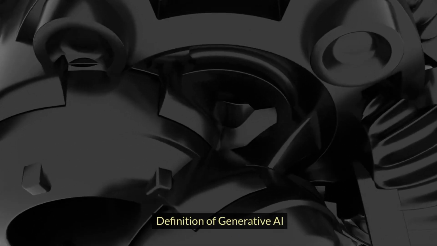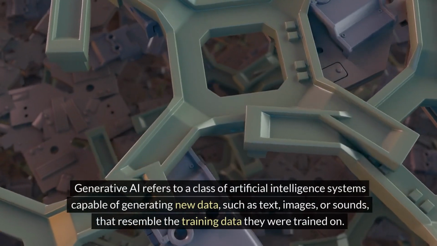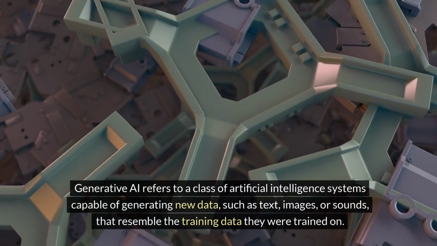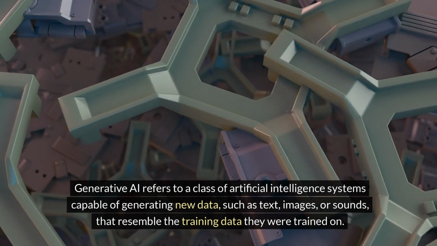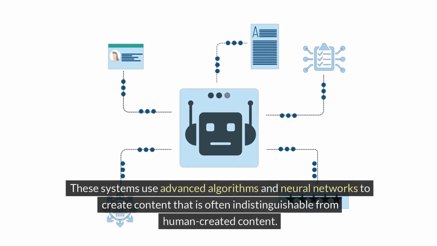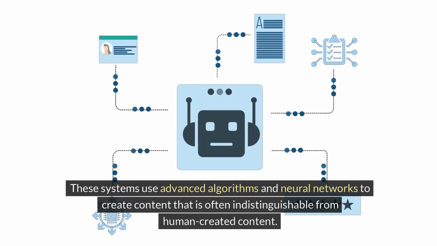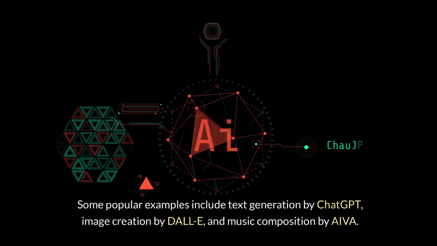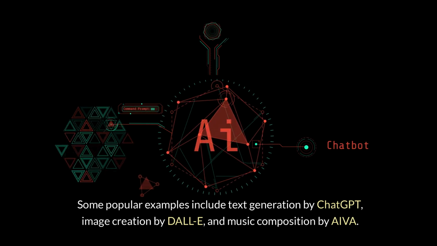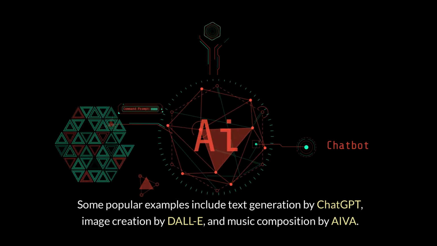Definition of generative AI. Generative AI refers to a class of artificial intelligence systems capable of generating new data such as text, images, or sounds that resemble the training data they were trained on. These systems use advanced algorithms and neural networks to create content that is often indistinguishable from human-created content. Some popular examples include text generation by ChatGPT, image creation by DALL-E, and music composition by AIVA.